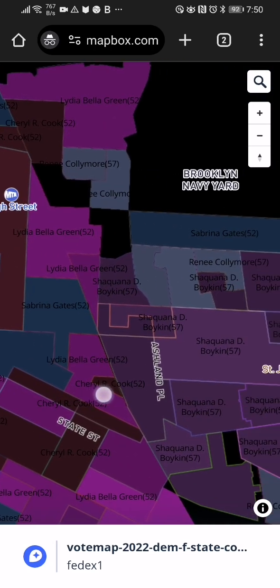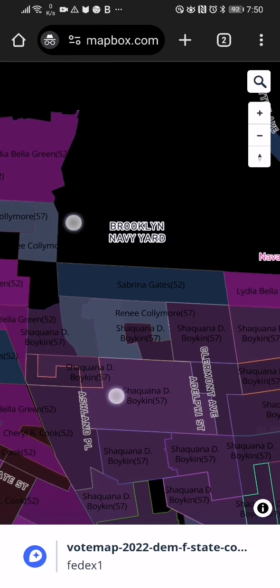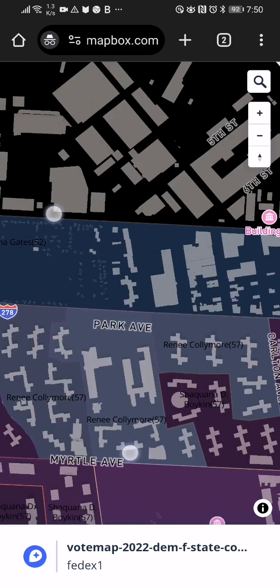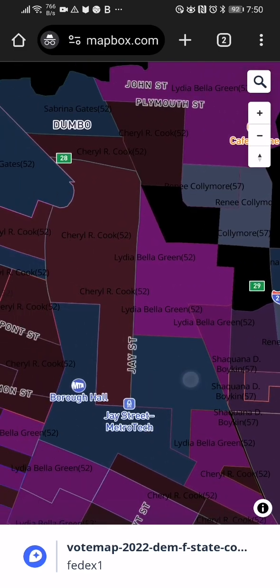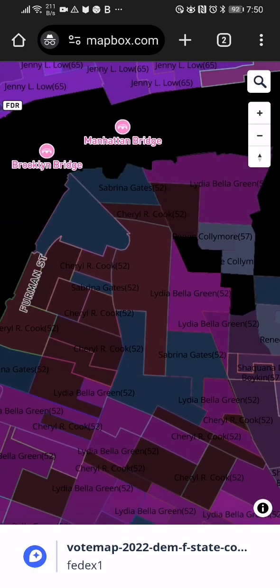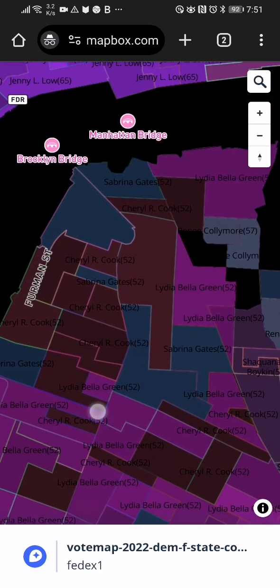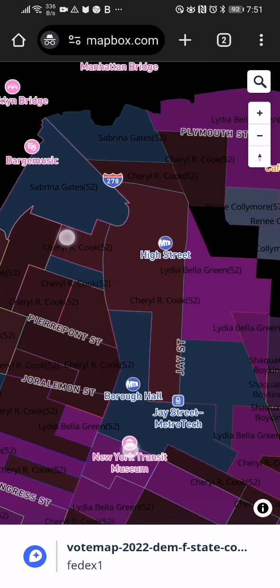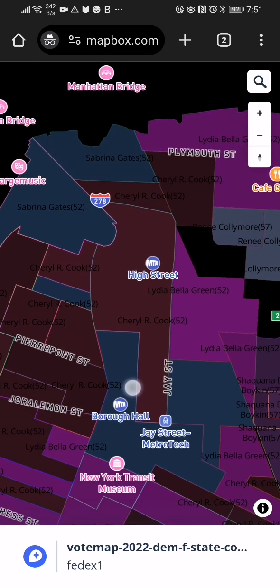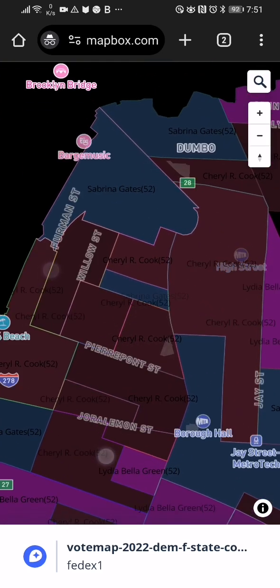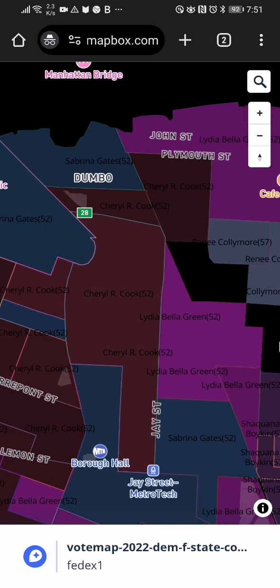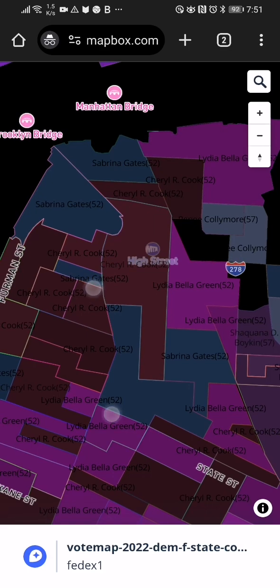Now there's something sticking out here. 52 is sticking out along whatever street that is. That's probably Flushing. Yeah, Flushing. So it sticks out because they need a certain number of votes, or at least voters, in every area. And here we see a battle in 52 between Lydia Bella Green and Cheryl Cook. We'd have to look up who won, but from here it looks like a certain area, it's typical. A certain area votes for one, and a certain area votes for another, and it's probably where they live. They know the people near their block.